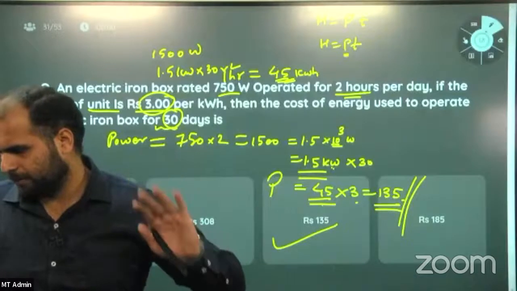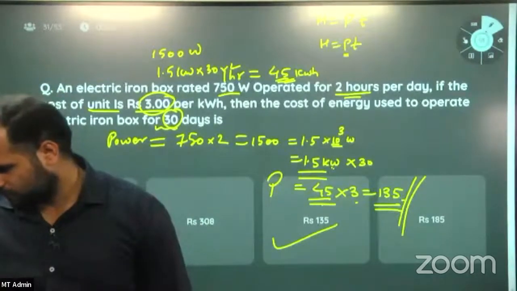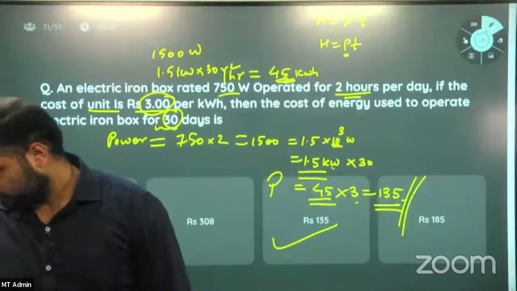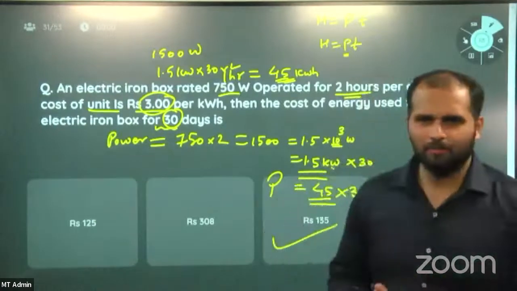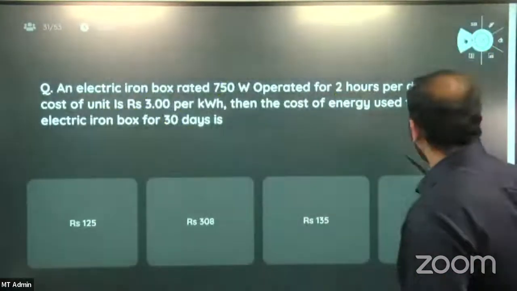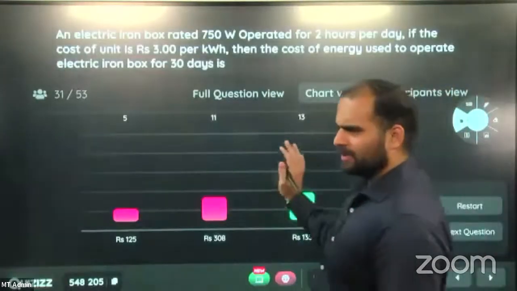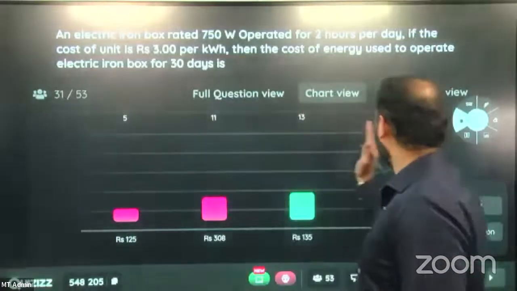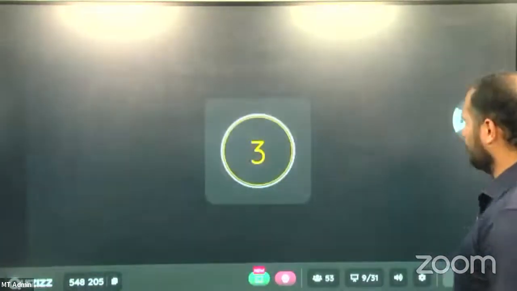Anyone, please, say if you understood. Yes sir, we understood. Come on. I am a bit of a faculty or a teacher who requires communication, right? That is when it is fun. Okay. So, let's see the next question. I guess 135 is clear for all these kids, 11 plus 5 plus 2 plus remaining kids. Let's see the next question for the day.